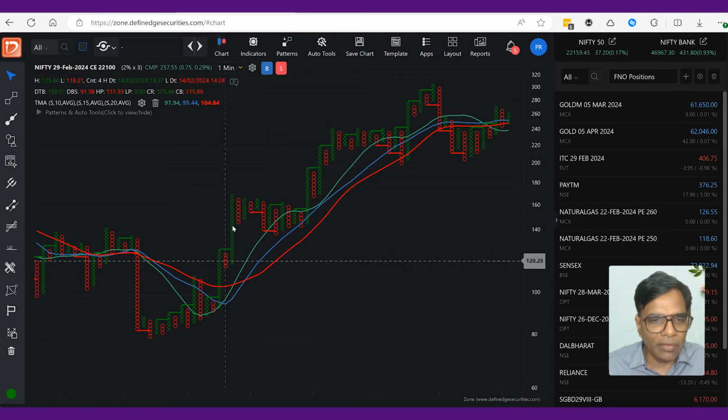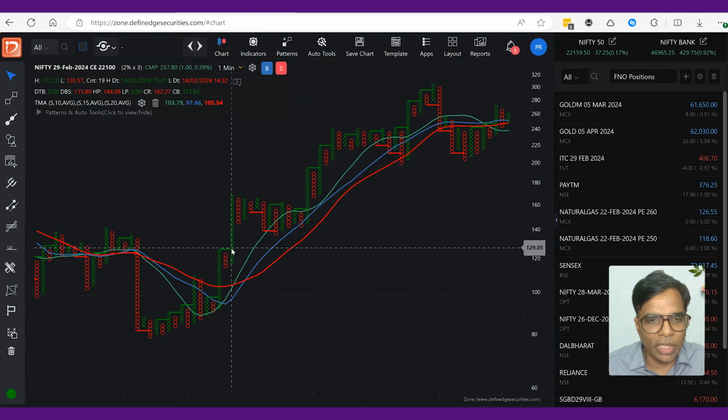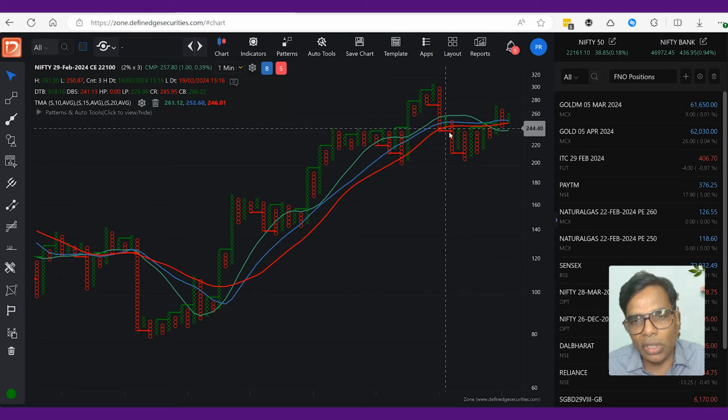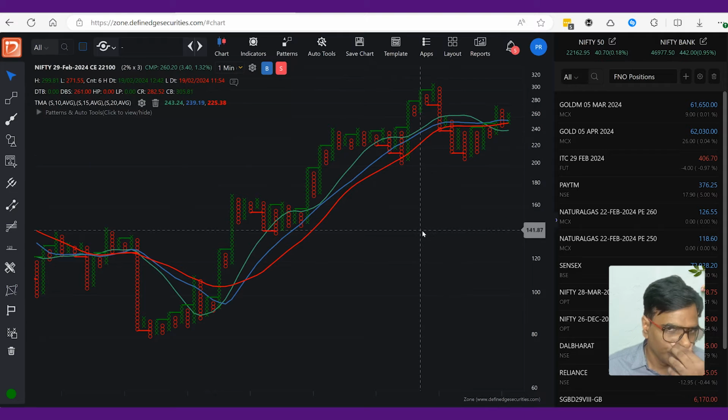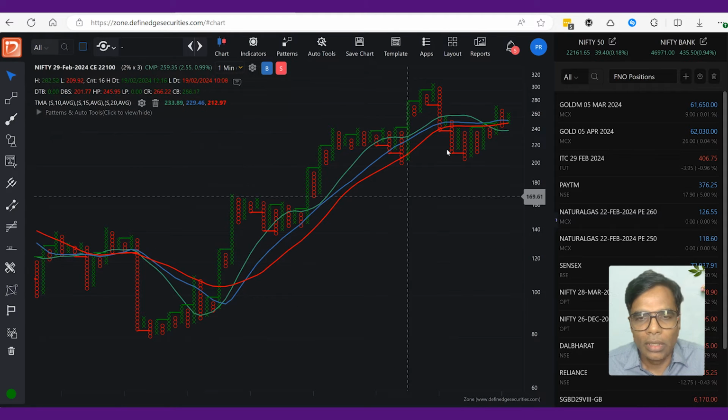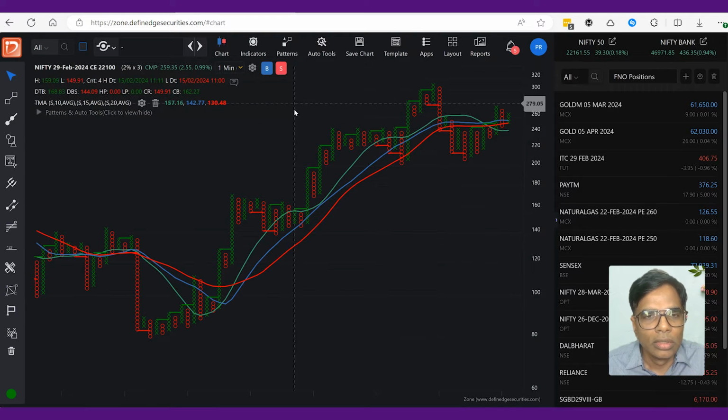So we buy when there is a double top buy pattern above the triple moving average, and we exit the long call when the double bottom sell pattern comes below the triple moving average. A simple entry and exit system here. Now there is one more thing.